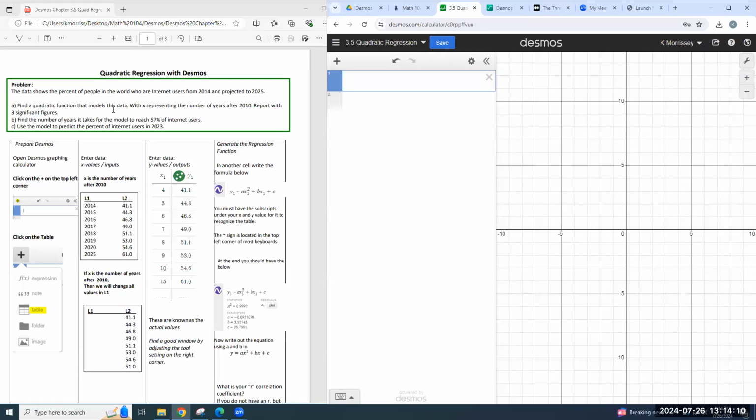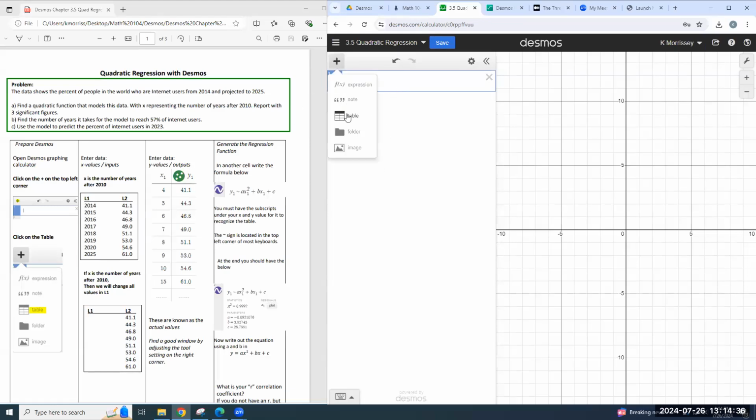So first off, we are going to open up Desmos. We're going to click on the top corner with the plus sign. Now, when you can, definitely make an account with them. It's free. That way you can start to save your regressions, because when we come to the quadratic or the project, it might be nice for you to have everything laid out all in one.